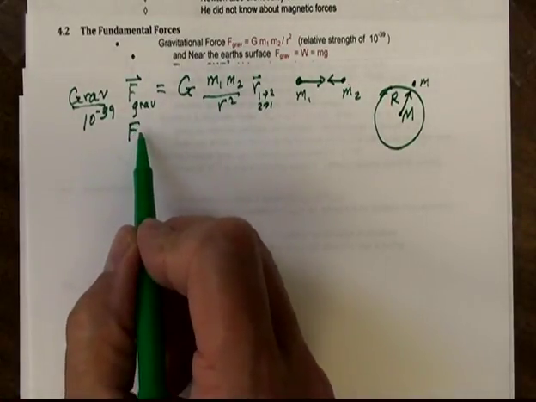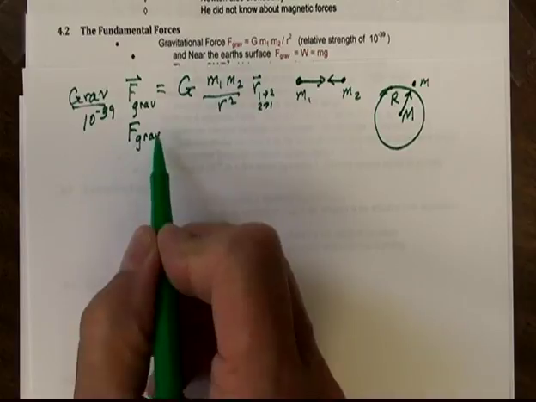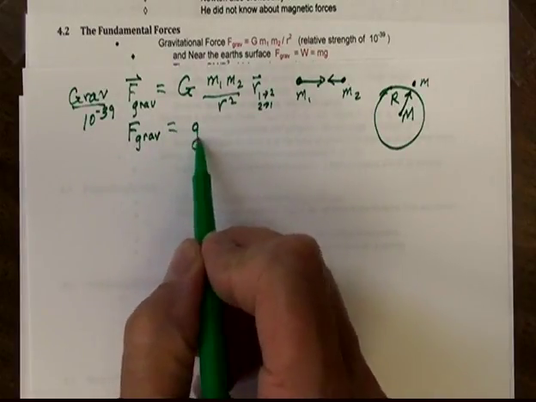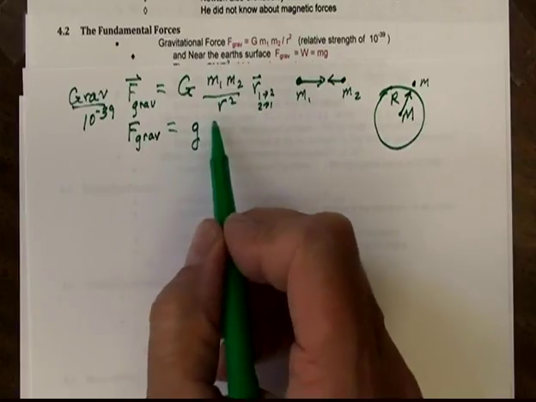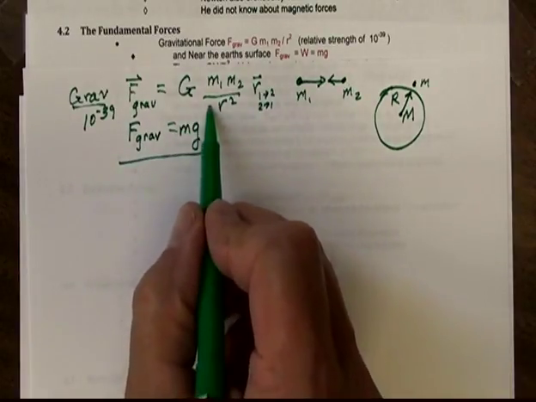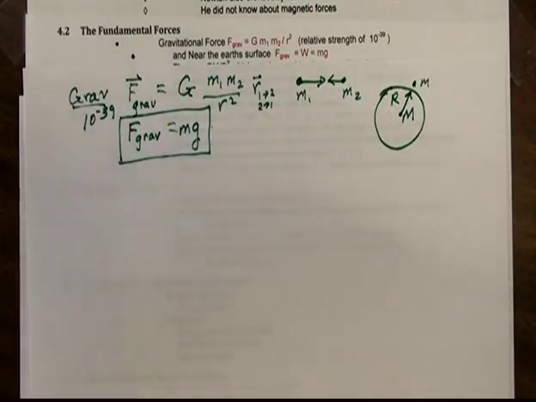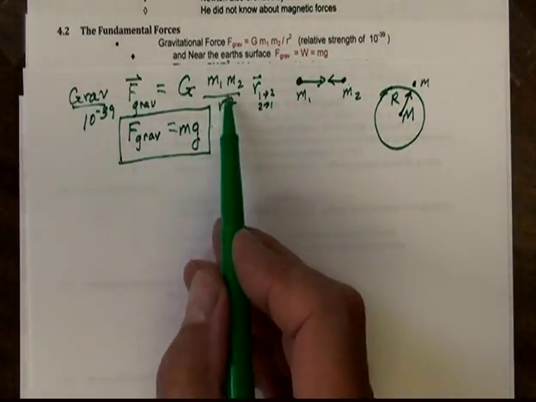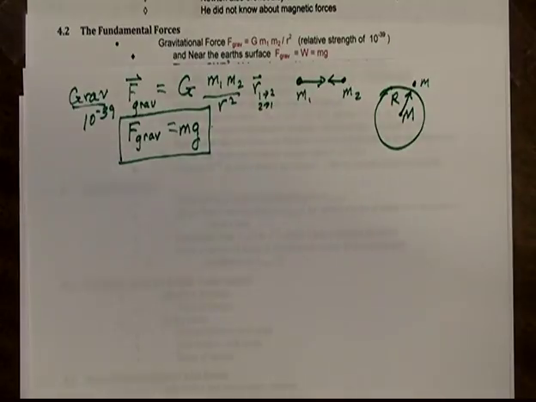But it turns out that this force of gravity near the surface of the Earth is equal to a constant g, which is the acceleration, times the mass of the particle. This is a very, very important expression, especially in fundamental physics, because it gathers together in g, the acceleration, all of these other terms except for one of the masses, as we'll show later.